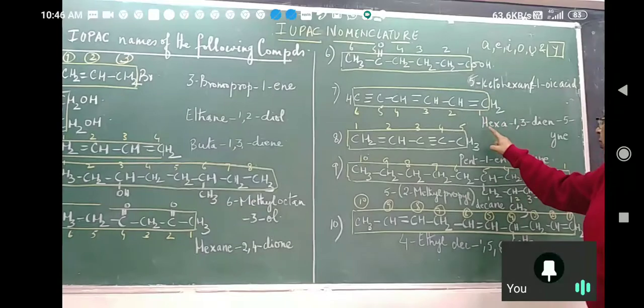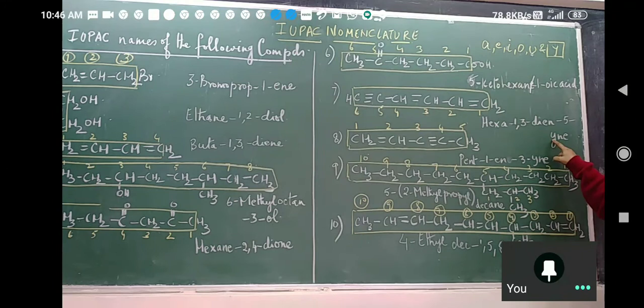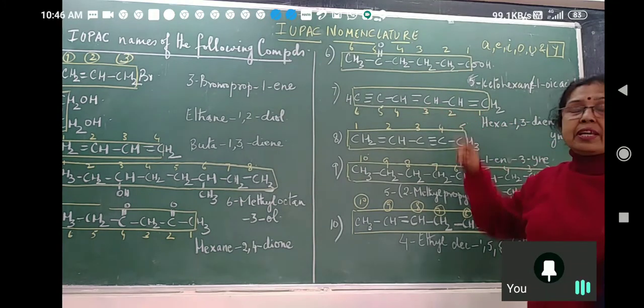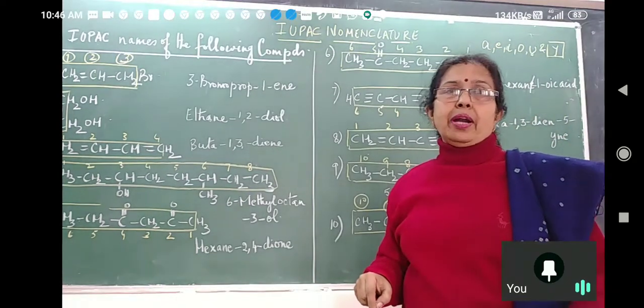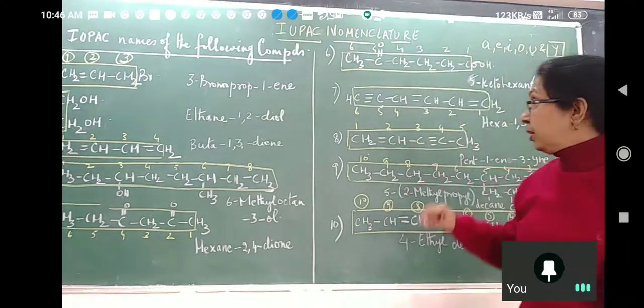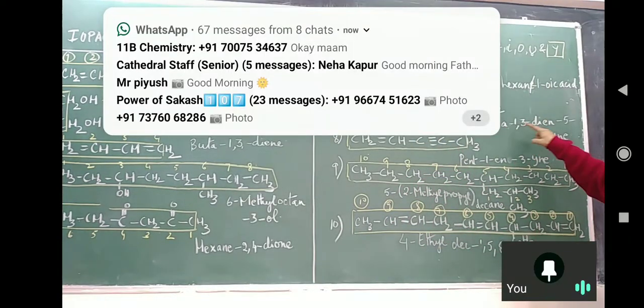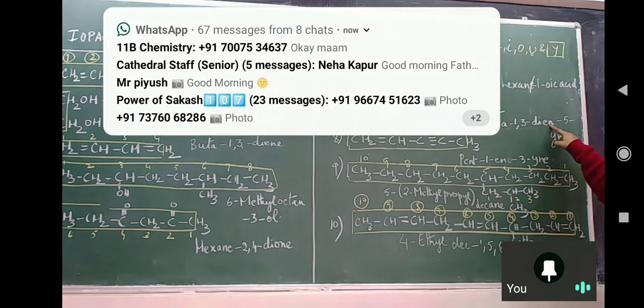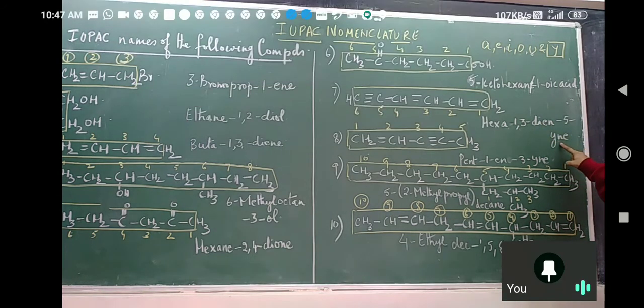1, 2, 3, 4, 5, 6. Right? Now the root word is hexyne. In between you will write the double bonds, because there is no prefix for double bond and triple bond. If you see the table I gave you last time, there is no prefix for double and triple bond. So this is hex 1, comma 3 diene and 5 yne. Now I will drop E over here. You are asking now, Jyoti, why?